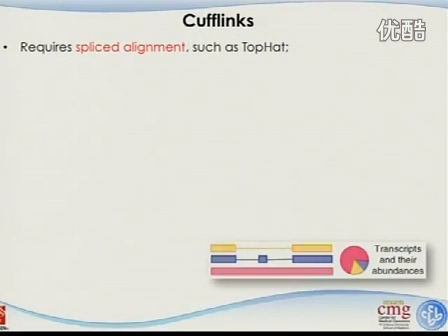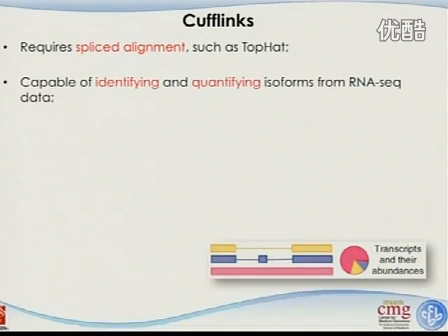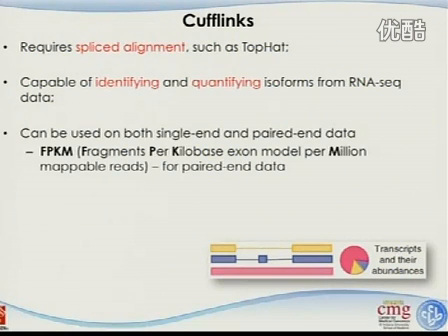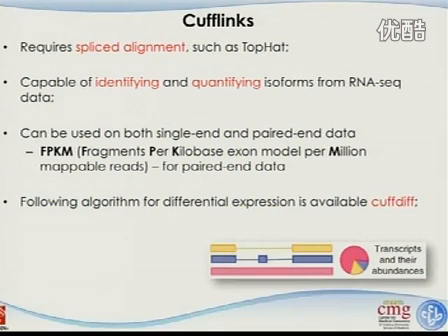So the summary slide for Cufflinks is it requires the splice alignment, such as TopHat, and it's capable of identifying and quantifying isoforms from RNA sequencing data. Okay, not only identify the isoforms, but quantify them. And it can be used on both single end and paired end. And there's a concept here for the paired end, it's called FPKM, not RPKM. Okay, RPKM stands for reads per kilobase exon model per million mappable reads. But here, because of its paired end, it's called fragments per kilobase per million.